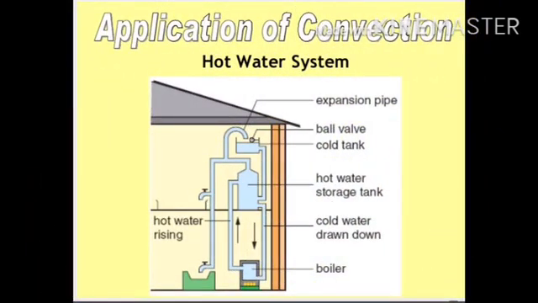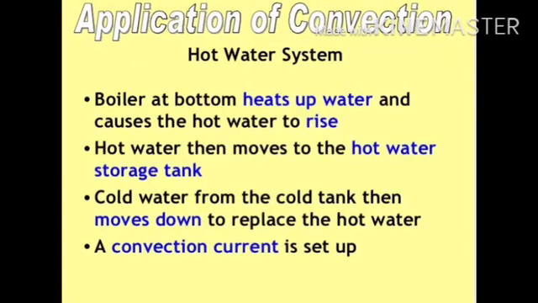Hot water system is based on convection current. In the hot water system, the boiler at the bottom heats up water and causes the hot water to rise. Hot water then moves to the hot water storage tank. Cold water from the cold tank then moves down to replace the hot water. A convection current is set up.